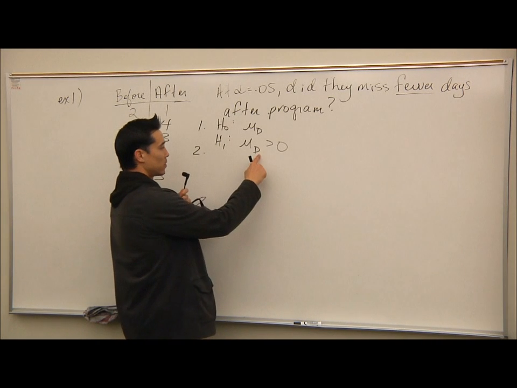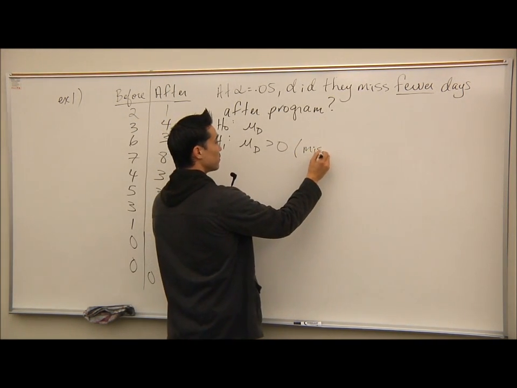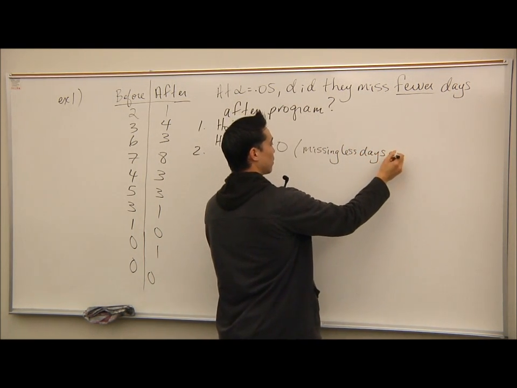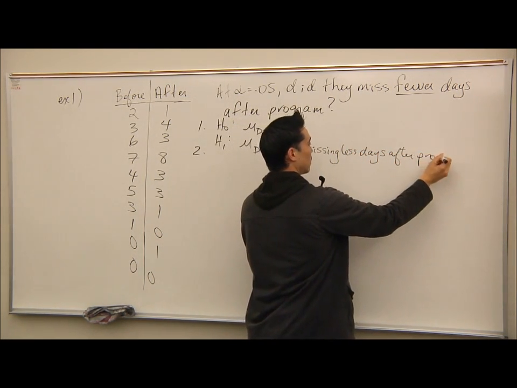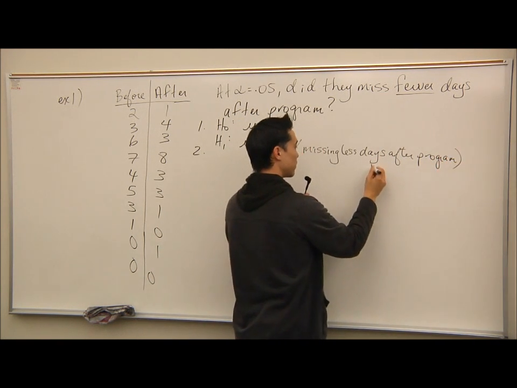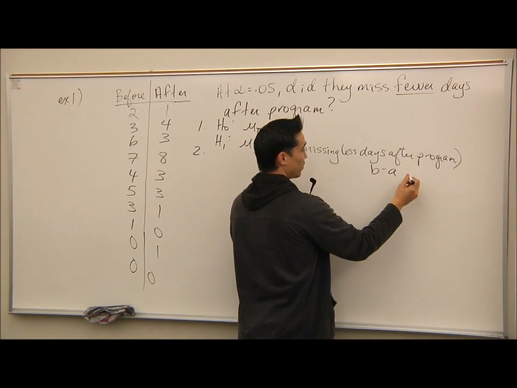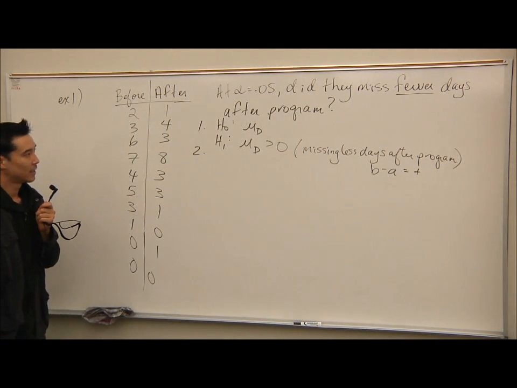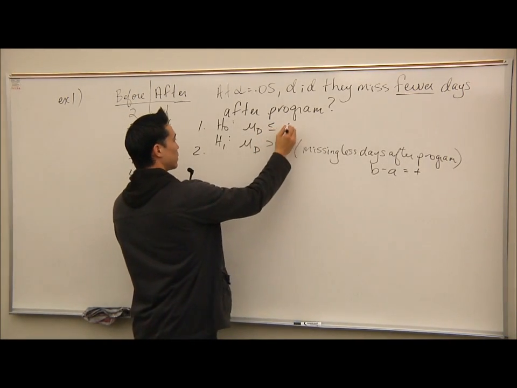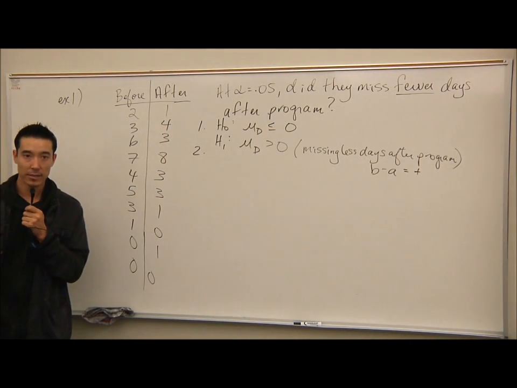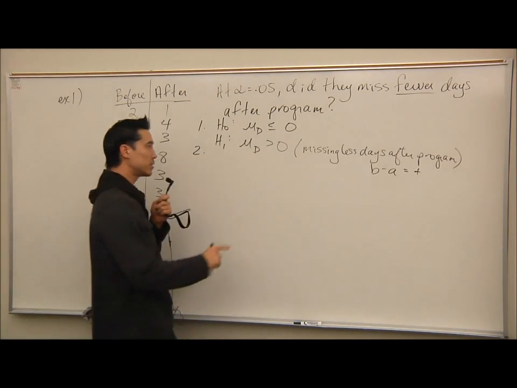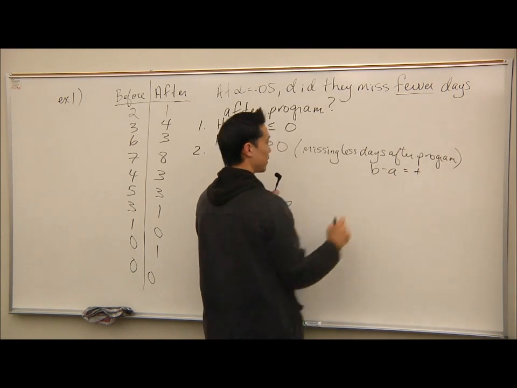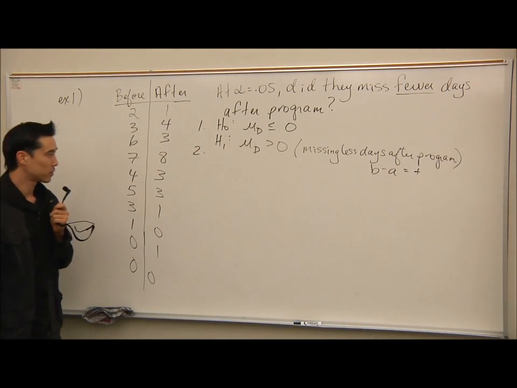So again, we're saying this means missing fewer days after the program, because before minus after would have to be positive. So then the null would be less than or equal to. All right, everyone okay so far? It's a little bit tricky because of the language, but if you really think about it, the before would be more than the after, so that would be positive, so that would mean missing fewer days.